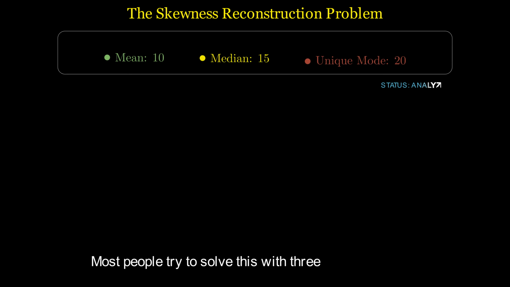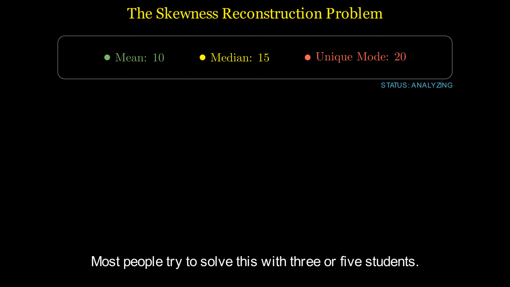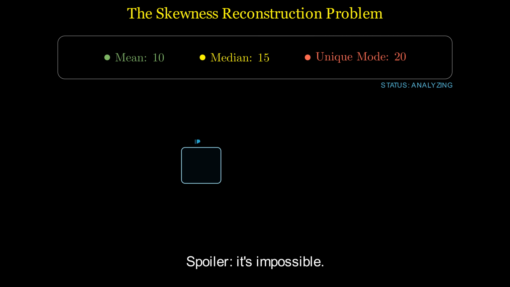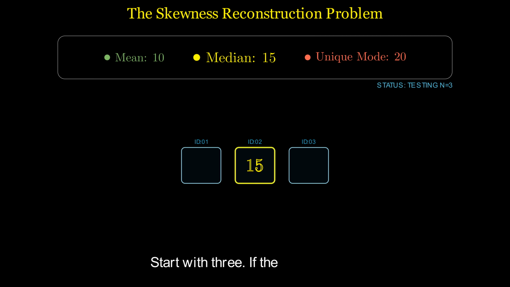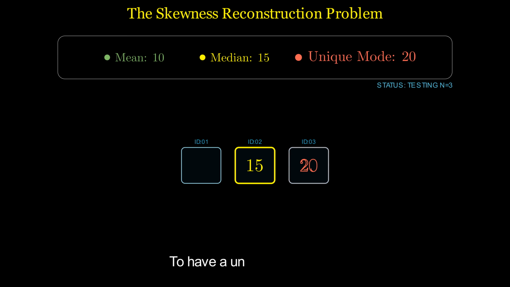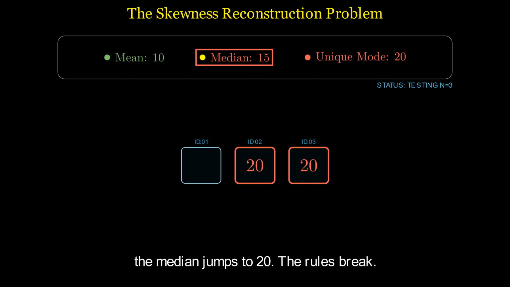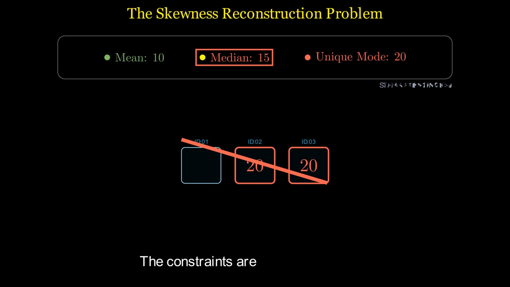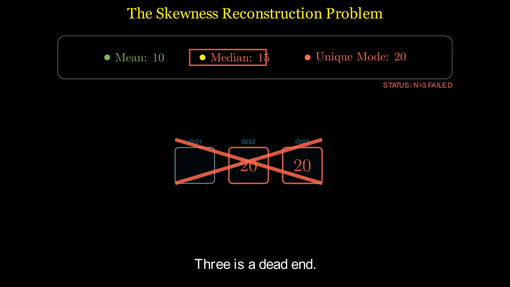Most people try to solve this with 3 or 5 students. Spoiler, it's impossible. Start with 3. If the median is 15, that goes right in the middle. To have a unique mode of 20, we need at least 2 of them. But look, if we have 2 20s, the median jumps to 20. The rules break. The constraints are fighting each other. 3 is a dead end.